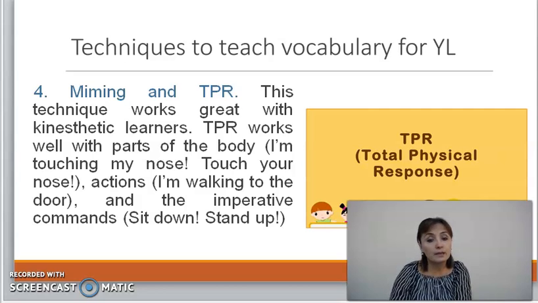The next one is miming and TPR. We know that TPR is total physical response. This technique works great with kinesthetic learners. TPR works well with parts of the body. I'm touching my nose. Touch your nose. And actions. I'm walking to the door. And the imperative commands, for example, sit down, stand up, like this.